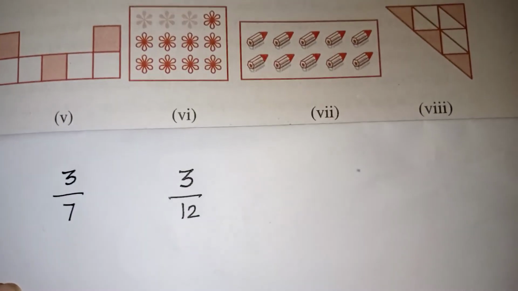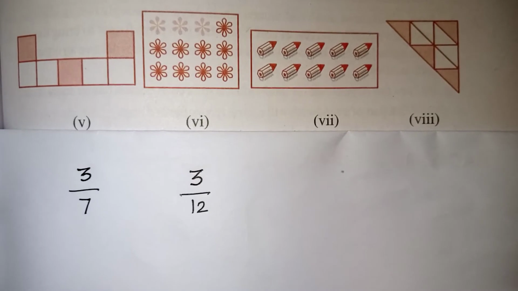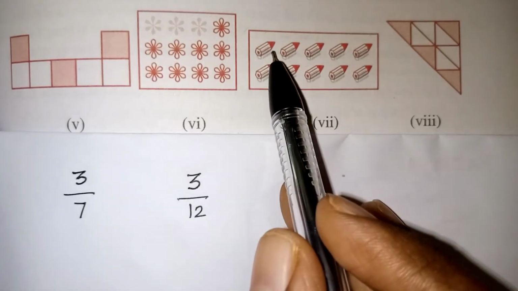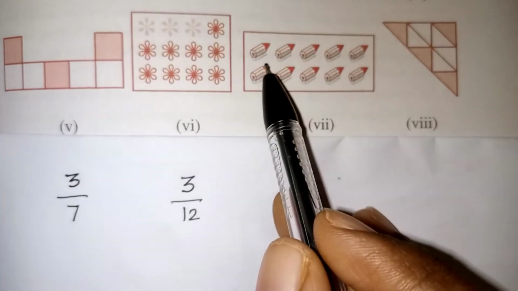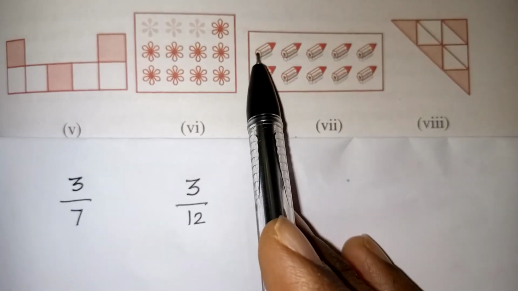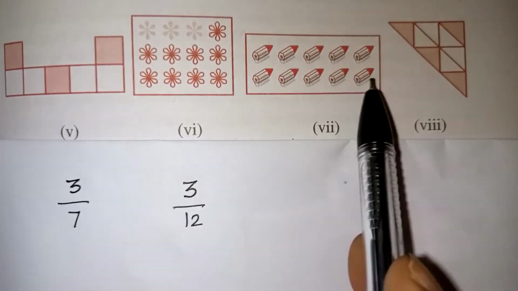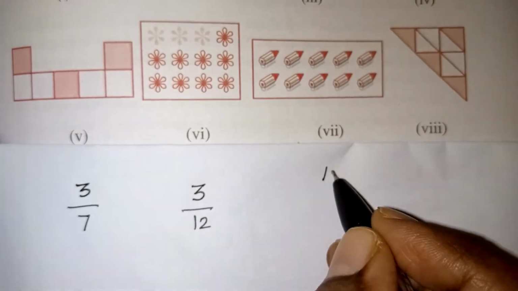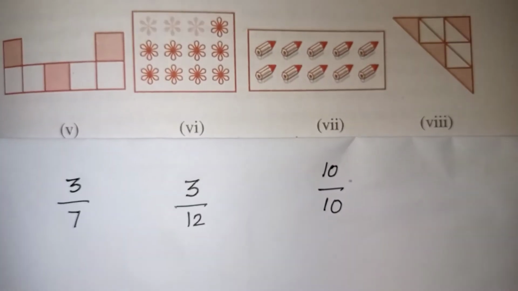Look at the diagram. So look at the 7th problem. They have given some pencils. The sharpened part is given, so all the parts are shaded also. So totally how many pencils do we have? 1, 2, 3, 4, 5 and 5 more. 5 plus 5 is 10. So out of 10, all the 10 are shaded. So 10 by 10 is your answer.